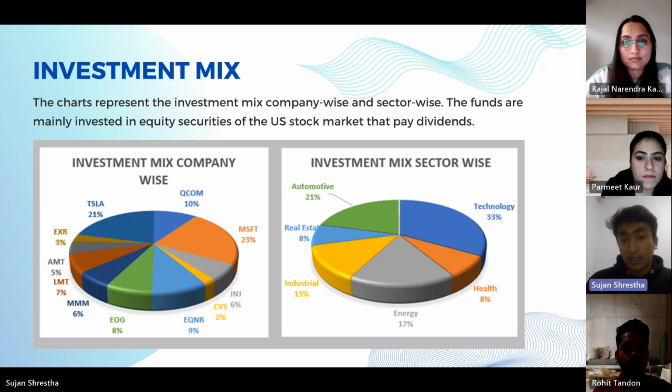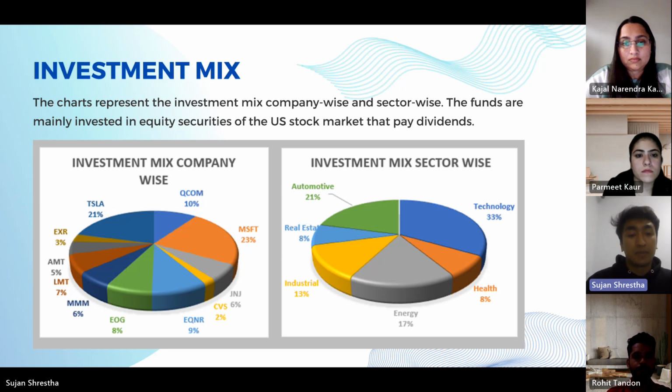If we talk about the sector-wise, the technology sector almost covers 33% of our funds. That means the technology sector is at the peak. The second one is the automotive part, which holds almost 21% of our funds. The lowest ones are real estate and health sectors, which both hold 8% of our funds. To present it in a small way, the technology sector holds 33% of our funds, and health and real estate sectors hold 8%.